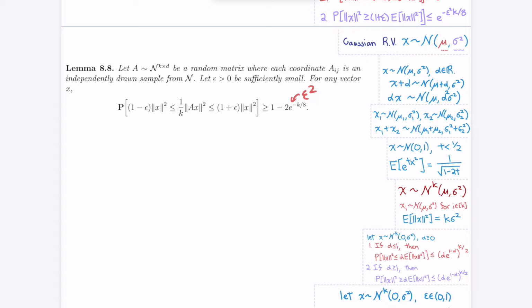It'll preserve the length of x. Well, all I'm saying is let's just focus on figuring out why we preserve one vector. The rest will follow from union bounds and things like this. So let's fix x, your input vector x. If you want to make it easy, since everything's linear, you can assume that it's a unit vector.